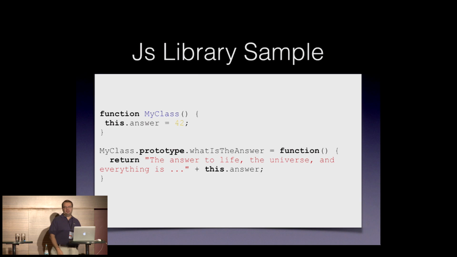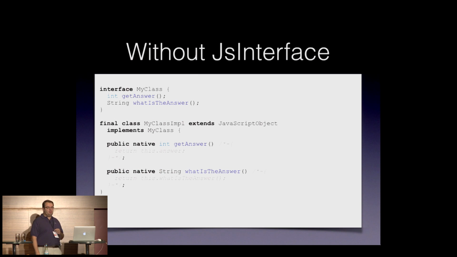You'd probably do something like this. You'd write an interface called myClass to model it. You'd have a getter for the field, getAnswer, and a method that returns a string, which is whatIsTheAnswer. And then you'd actually have to implement that interface. So you'd have a class called myClassImpl, which implements myClass, and you'd have two JSNI methods that actually implement that. But you can see that this is just boilerplate. The method called getAnswer really just returns this.answer, and the method called whatIsTheAnswer really just invokes the same method in JavaScript. You're just copying what's being done, and it's just a waste of your time.